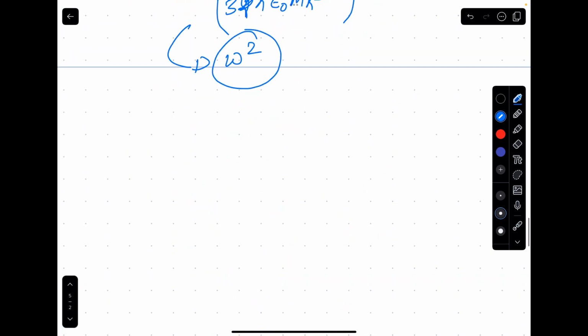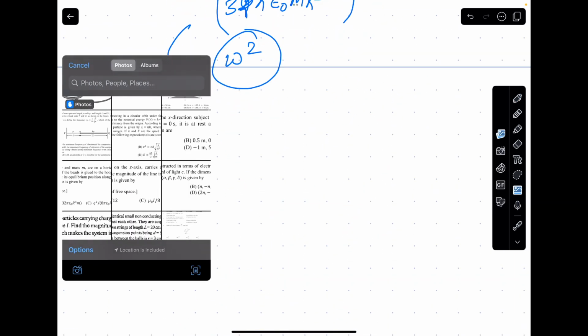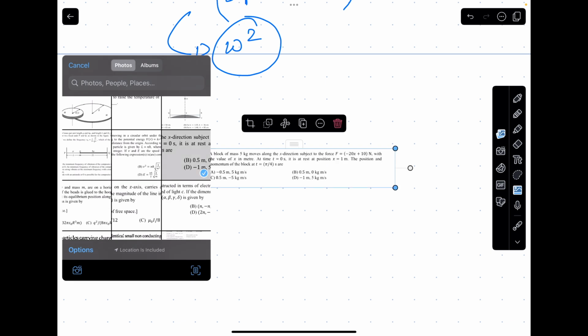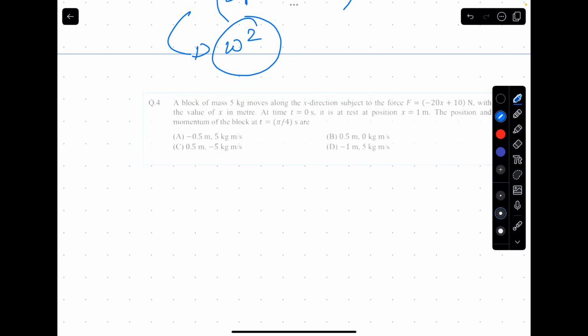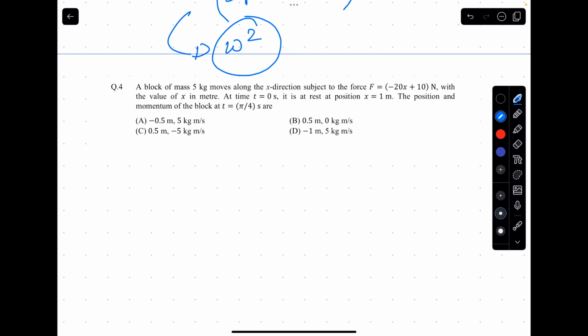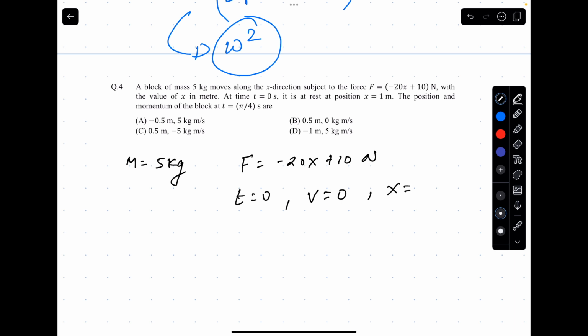Now let us move to the next question. Here I have the fourth question. Look, in the fourth question, what they have given is a block of mass 5 kg and the force is minus 20x plus 10 Newton. At t equals 0, the particle is at rest, so the velocity is 0, and it is at x equals 1 meter. We need to find the position and the momentum of the block at t equals pi by 4.